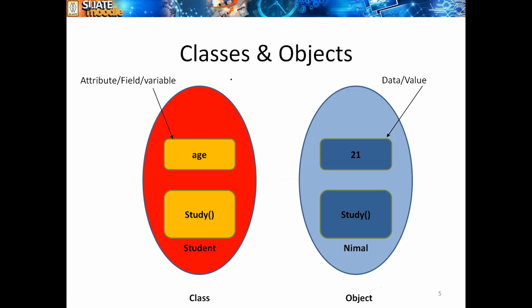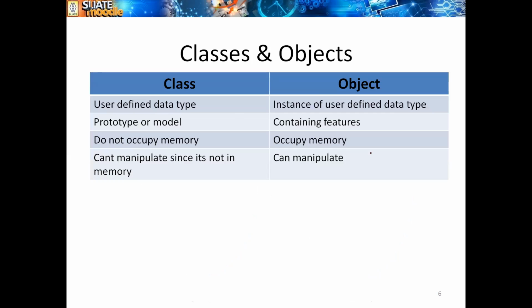Another example of class and object. This is an attribute, a field or variable. Age is an attribute in the student class. After that, this is one of the class member methods, called a class member function. One of the member functions defined in the student class is the study method. And this object, named animal, has a study method, and the student age is 21. And we can get an idea about that.